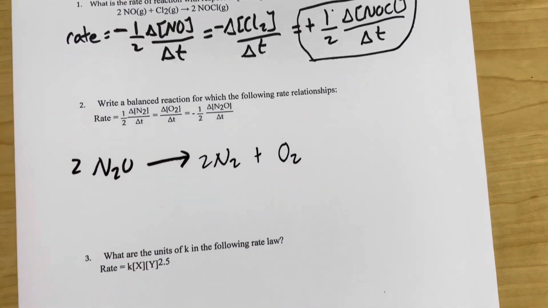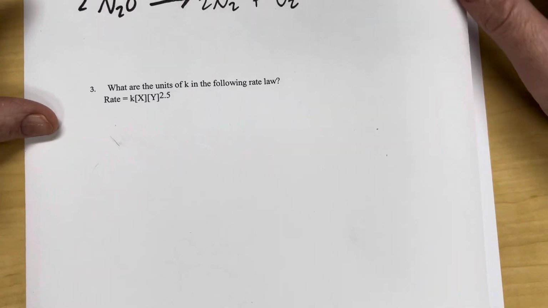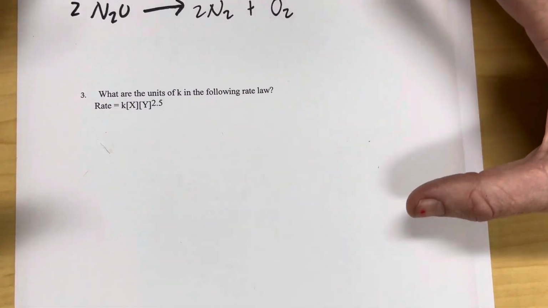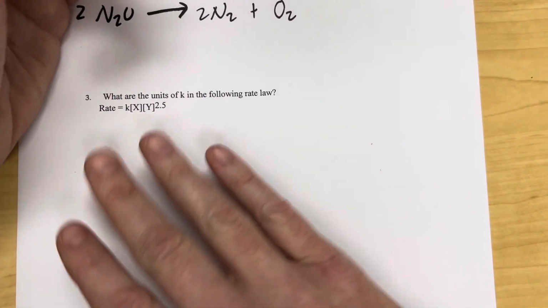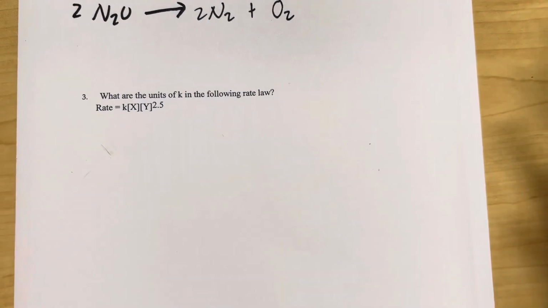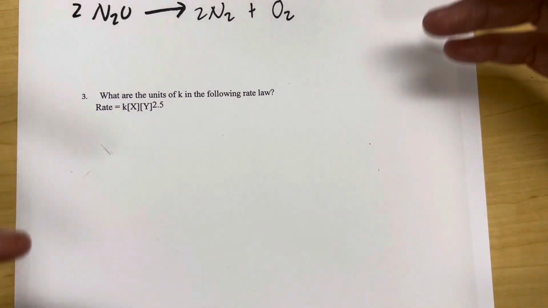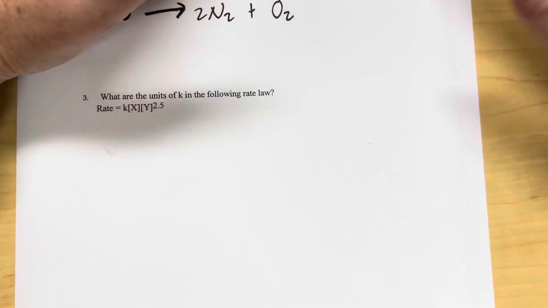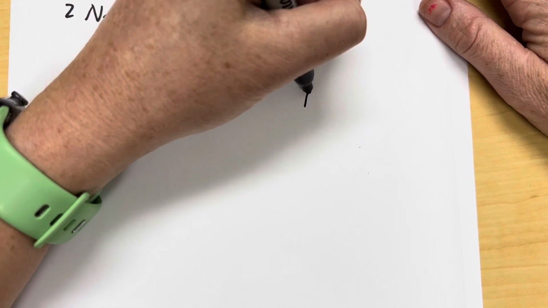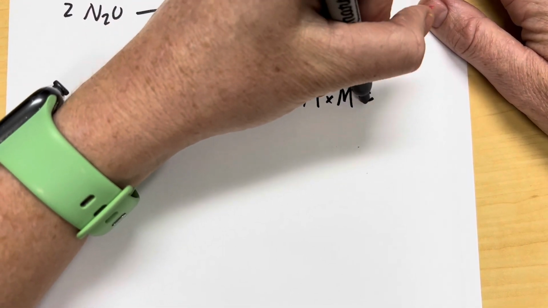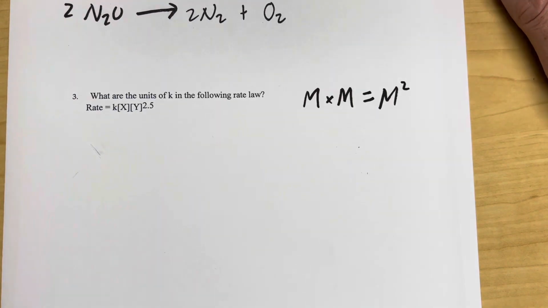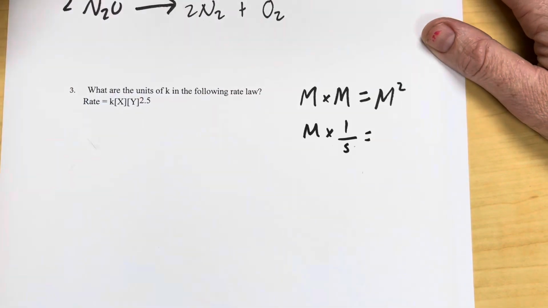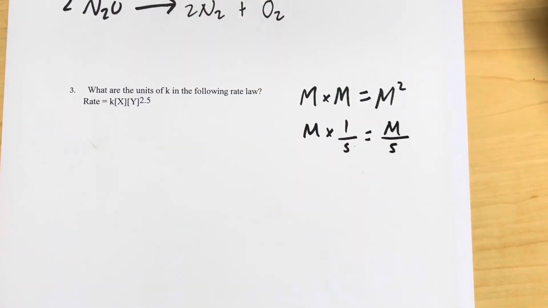All right, moving on, number 3. It says, what are the units of k in the following rate law? Units seem to really throw people off, so let's do this a little slower. What you have to understand, in case nobody's ever gone over this, or maybe you've missed it a few times, is a few relationships before we get to actually solving this problem. If I have an M times an M, that equals M squared. Or if I have an M times a 1 over s, that equals M over s.